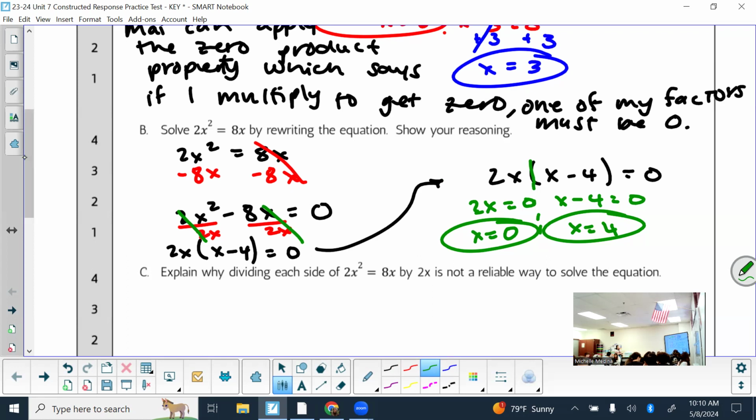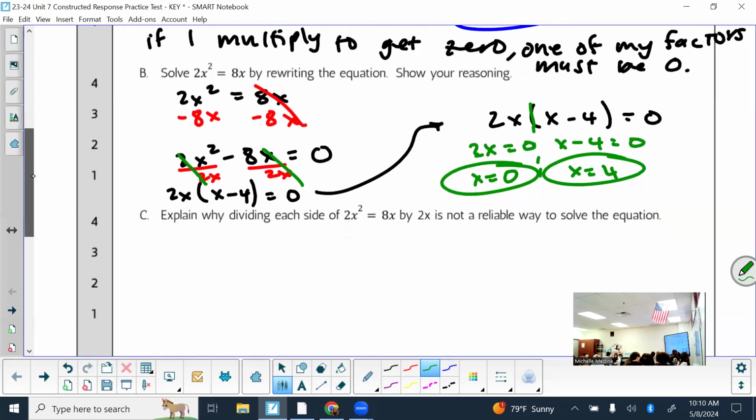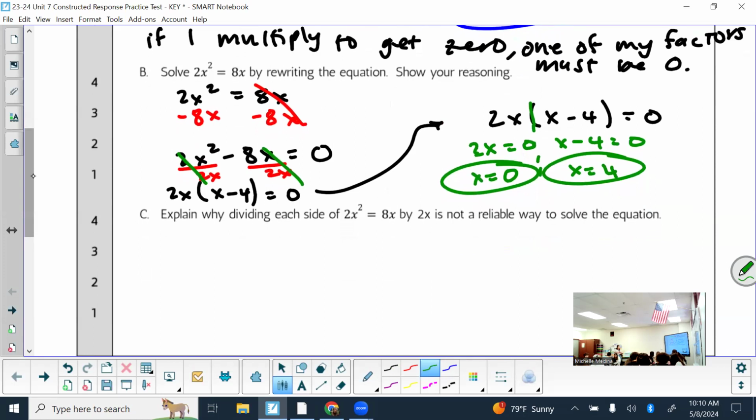All right, last part of number 1. Explain why dividing each side of 2x squared equals 8x by 2x is not a reliable way to solve the equation. So let's see what happens when we do that. Because really, we've mentioned before that you could do whatever you want, as long as you do it to both sides of the equation, they'll still be equal. But let's see what happens when we divide both sides by 2x.